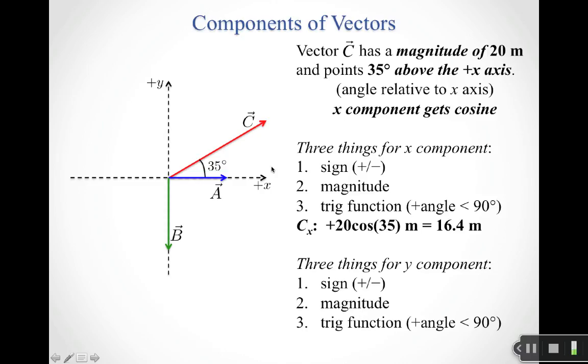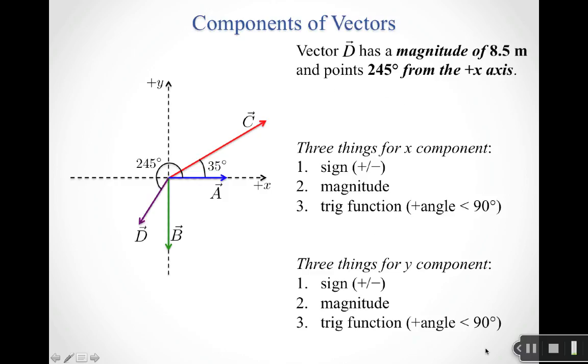And then the trig function, well, my y component is now opposite that angle. Opposite over hypotenuse is the sine. So the trig function I'm interested in here is actually going to be the sine of 35 degrees. So my y component will be plus because it points up, magnitude of 20 times the sine of 35 degrees, and that's a distance in meters, which is another way of saying 11.5 meters.